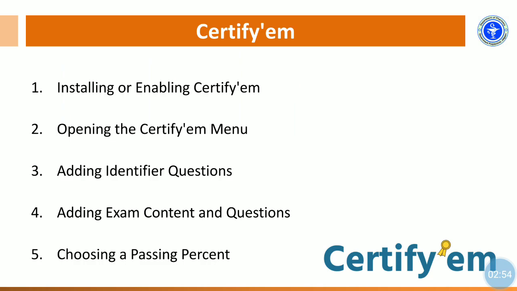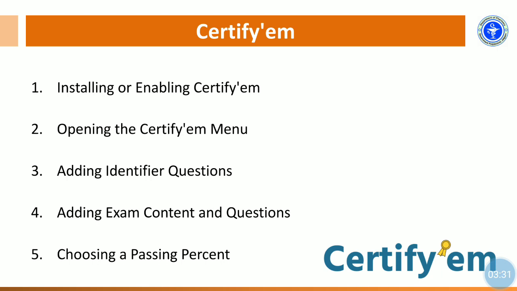There are different steps that we have to follow to enable Certify'M to award the certificates. First, we have to install or enable Certify'M. Then we have to open the Certify'M menu. Then add identifier questions such as full name, institute name, location, phone number, etc. Then add the exam content and questions. Already we have created the questions in the last session.